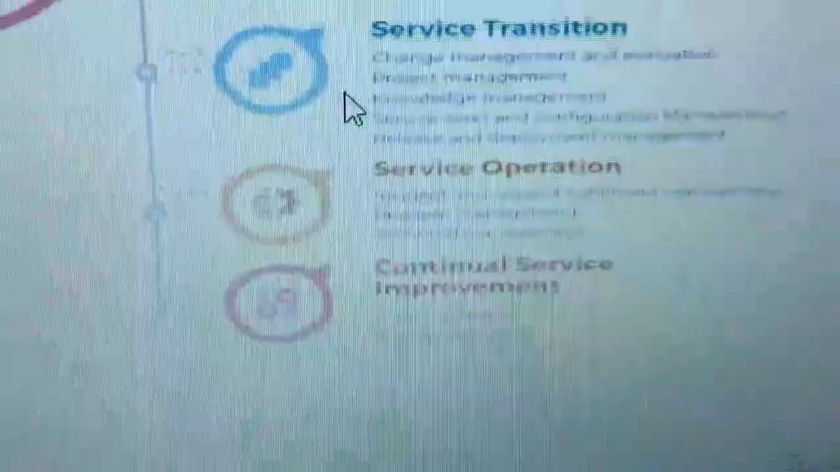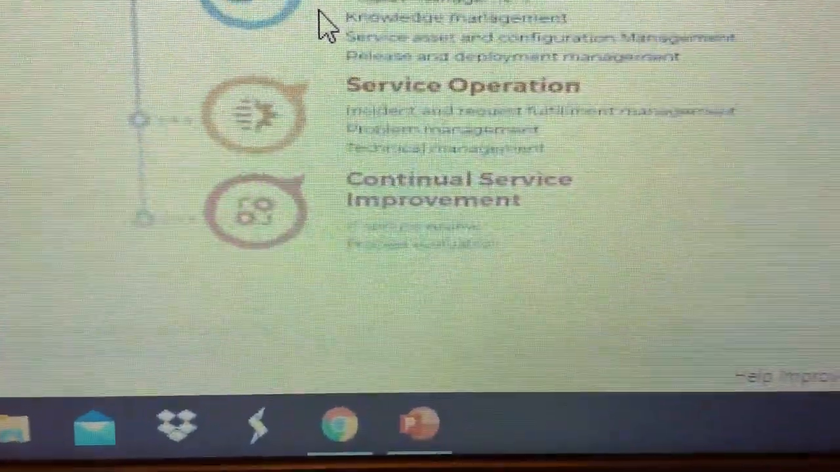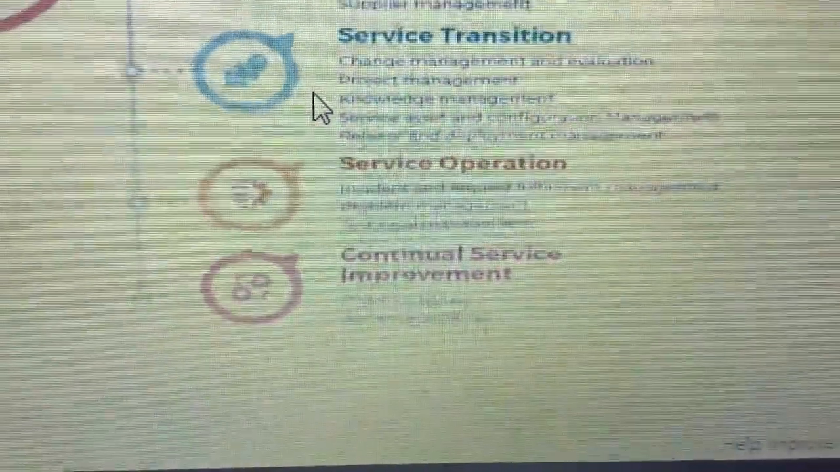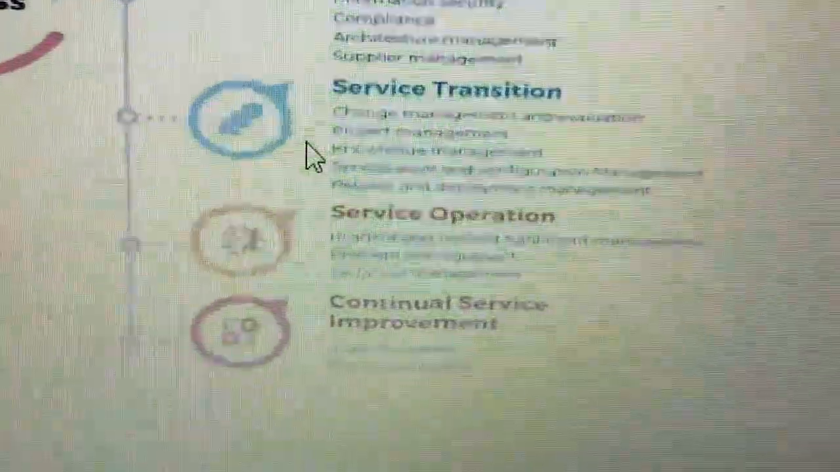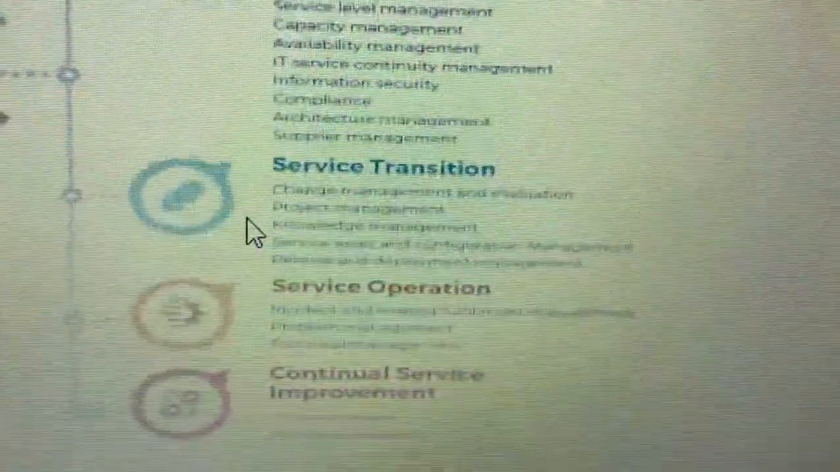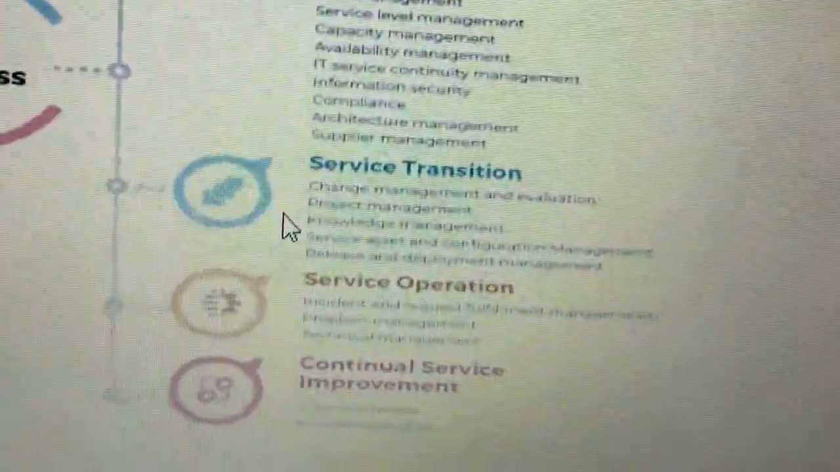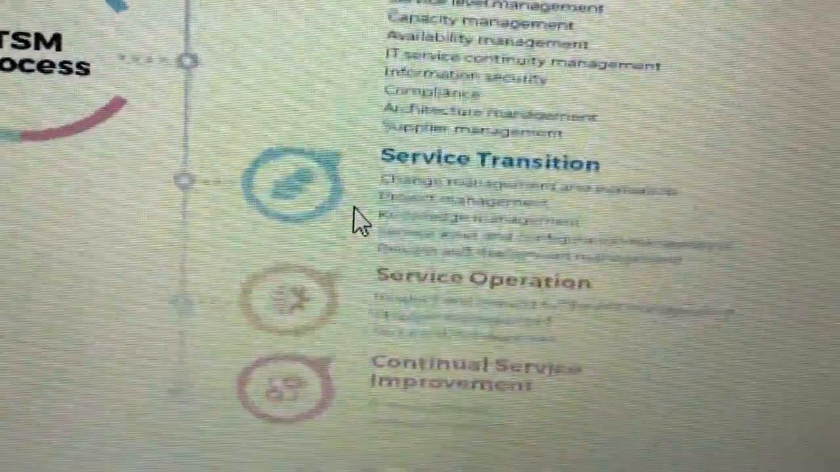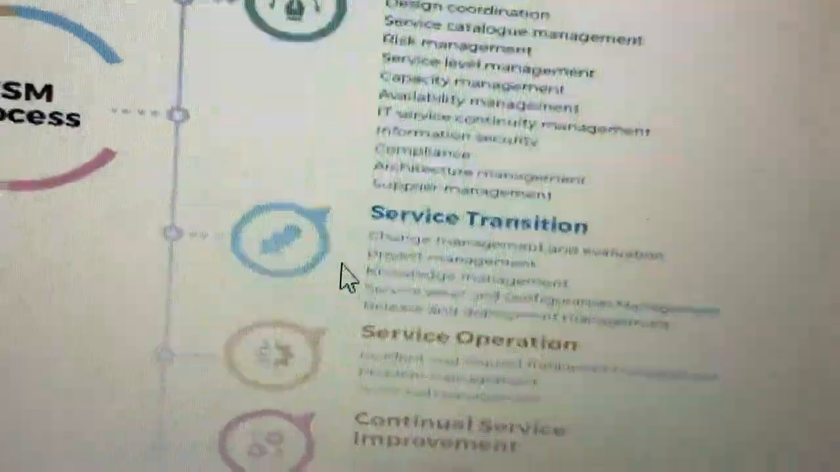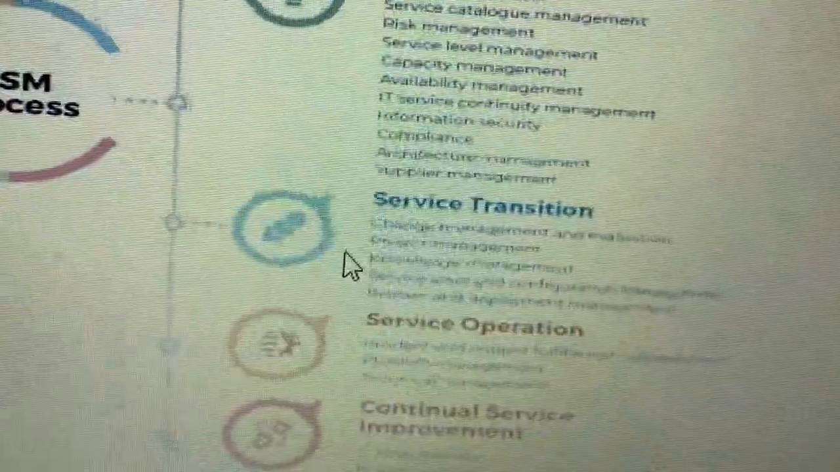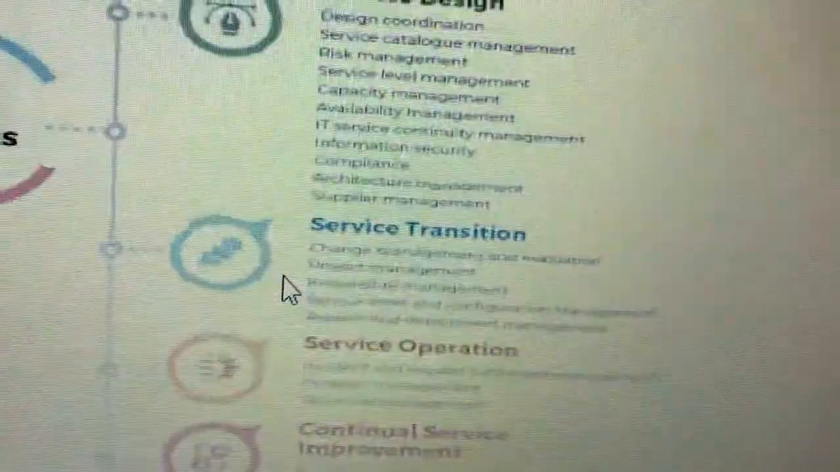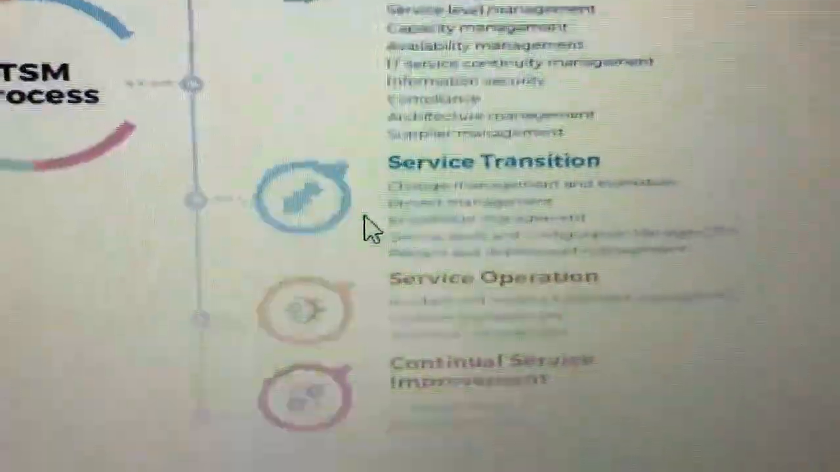The fifth process is continuous service improvement. Implementation shouldn't be the last stage of any organization. There is always a need for improvement, for new development, and for customers' needs and feedback.